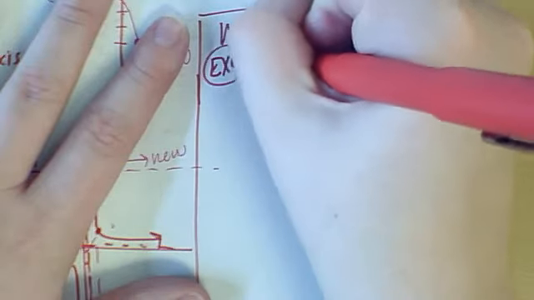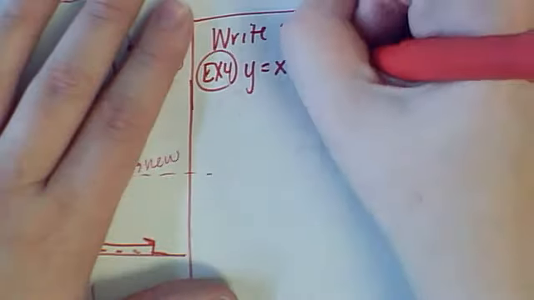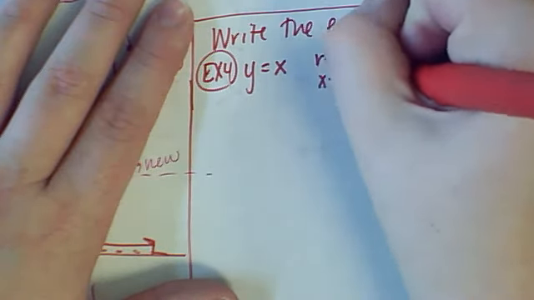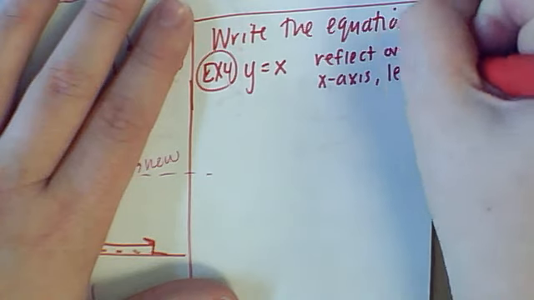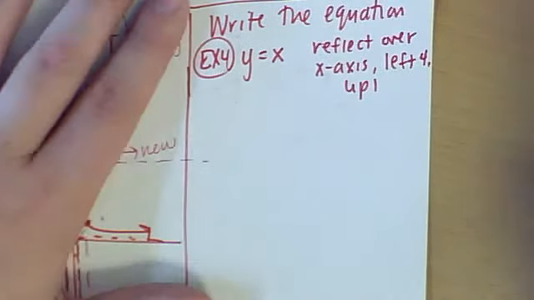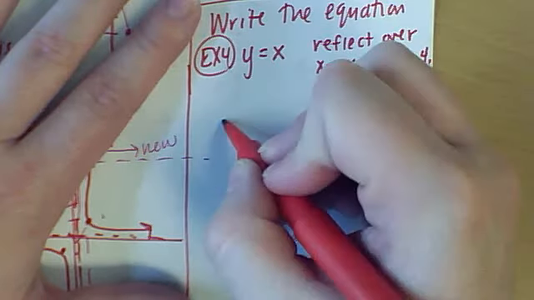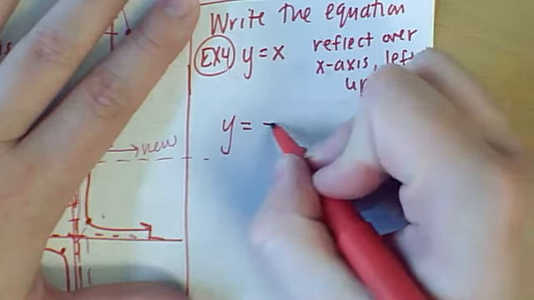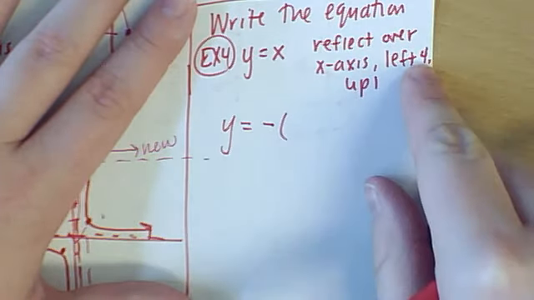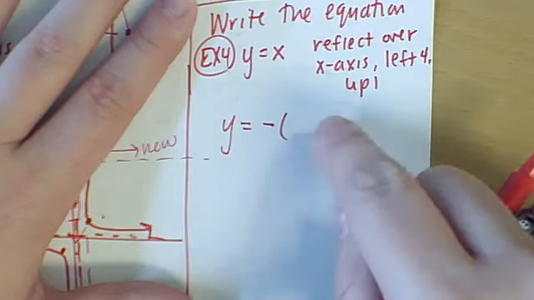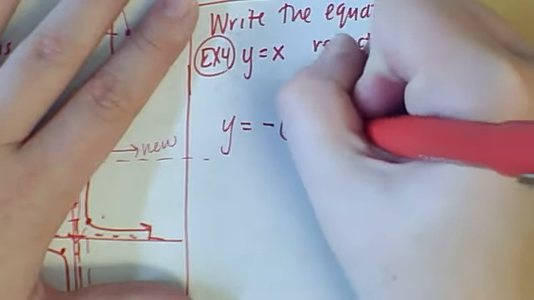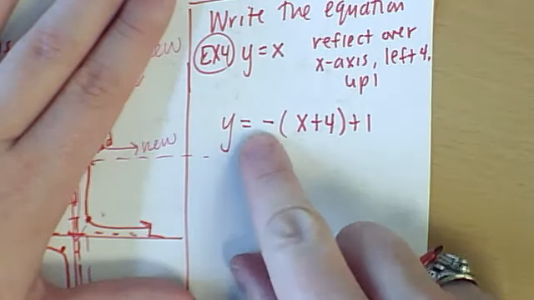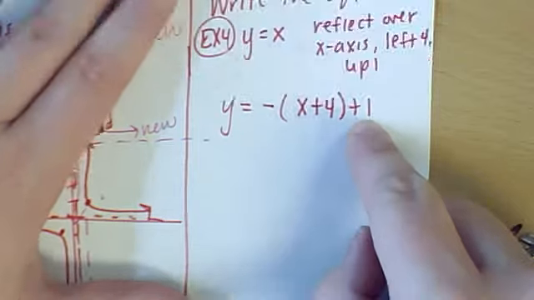So if I give you the parent function as y equals x, which is linear, and I tell you that it needs to reflect over the x-axis, go left 4, and up 1, I want you to be able to write the equation. So I'm going to start off with y equals, reflect over the x-axis means your a is negative 1, so I'm going to have a negative on the outside. Left 4 means I'm going to have x minus a negative, so it's going to be plus 4. And then up 1 would be plus 1. So here's your reflection, your left 4, your up 1.